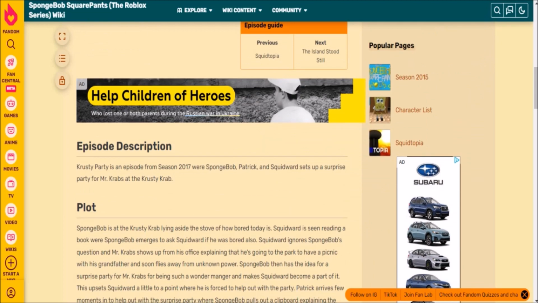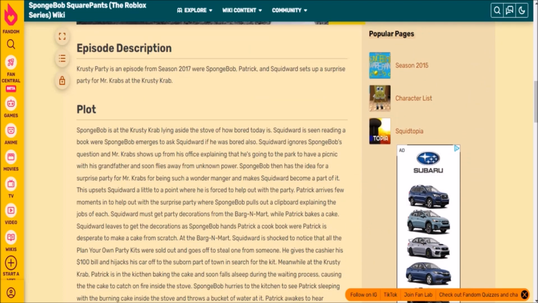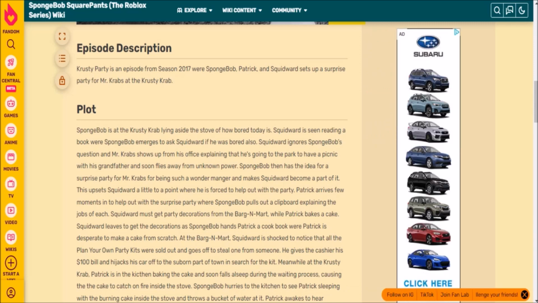Alright, so here we are in Krusty Party. Krusty Party is an episode from season 2017 where SpongeBob, Patrick, and Squidward set up a surprise party for Mr. Krabs at the Krusty Krab.